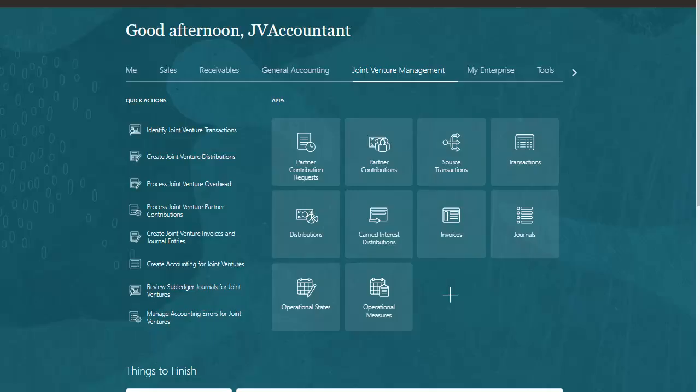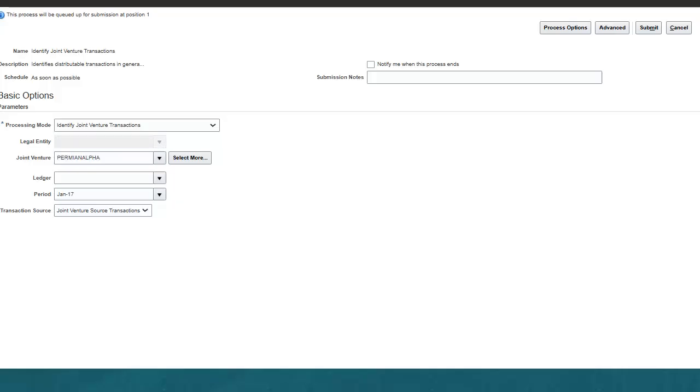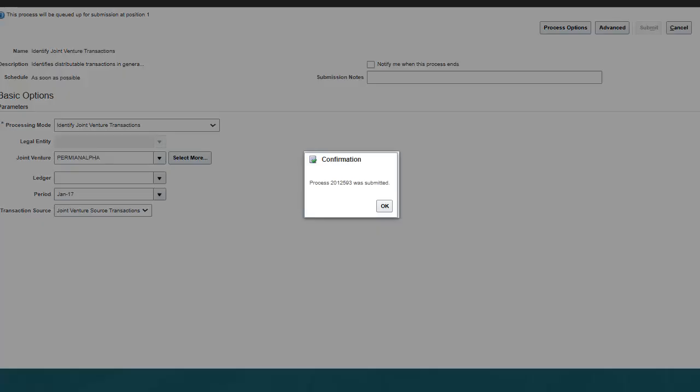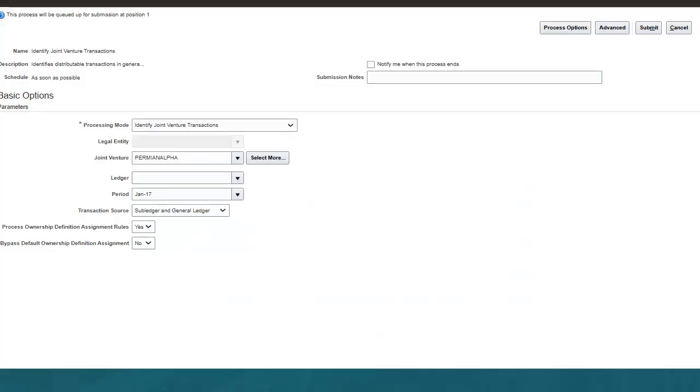Now, let's identify the transactions for the joint venture Permian Alpha. Let's click the quick action link to access the Identify Joint Venture Transactions process. Let's identify the joint venture source transactions first. Let's identify the transactions from subledger accounting and from general ledger.